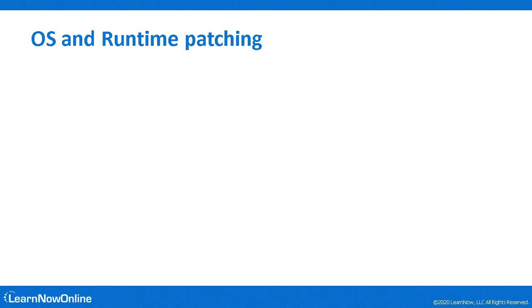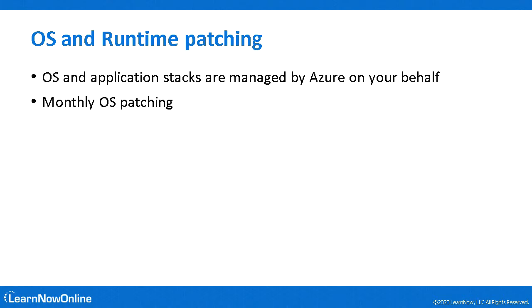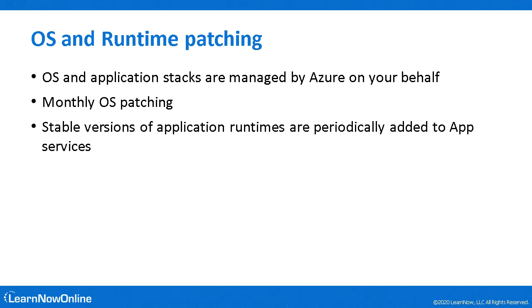Maybe you want to configure the operating system and runtime patching. Because app service is a platform as a service, which means that the operating system and application stack are managed for you by Azure. You only manage your application and data. Azure manages operating system patching on two levels: the physical servers and the guest virtual machine that run the app service resources. Both are updated monthly. These updates are applied automatically in a way that guarantees the high availability SLA for Azure services. Every time a new and stable version of this patching is going to be available for you. Stable versions of your application runtimes are periodically added to your app services.